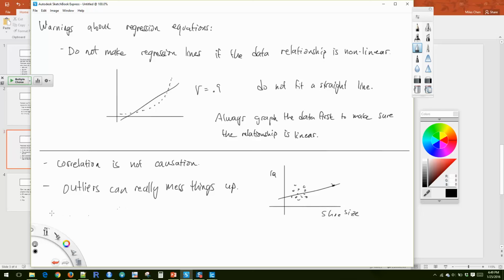And then, do not use a regression equation to make predictions where you have not collected data. And this is probably the most commonly violated warning.